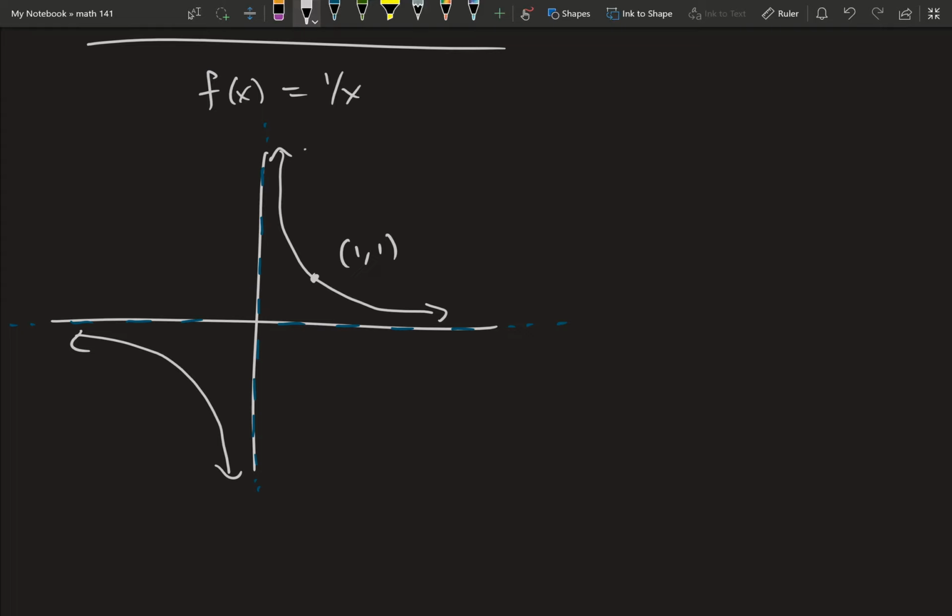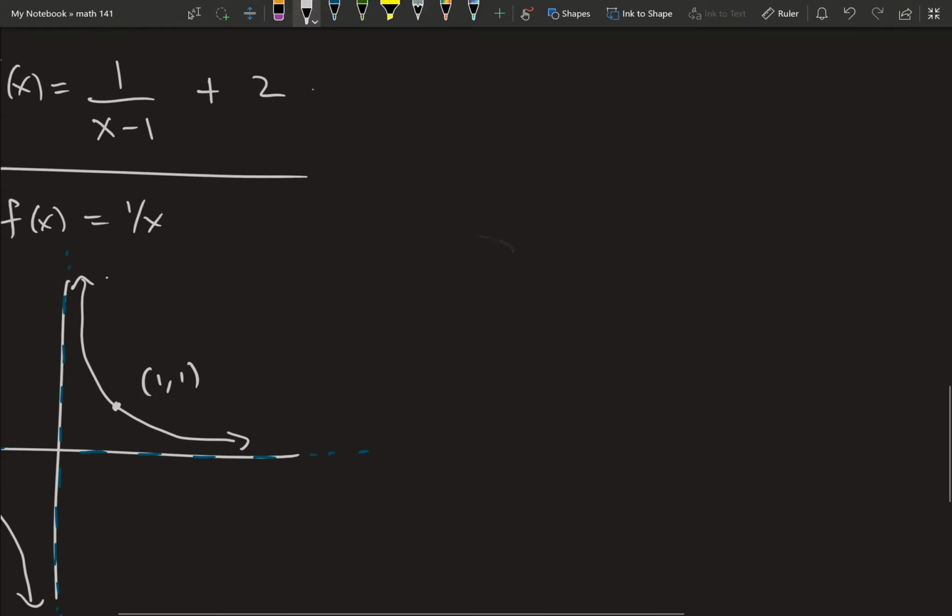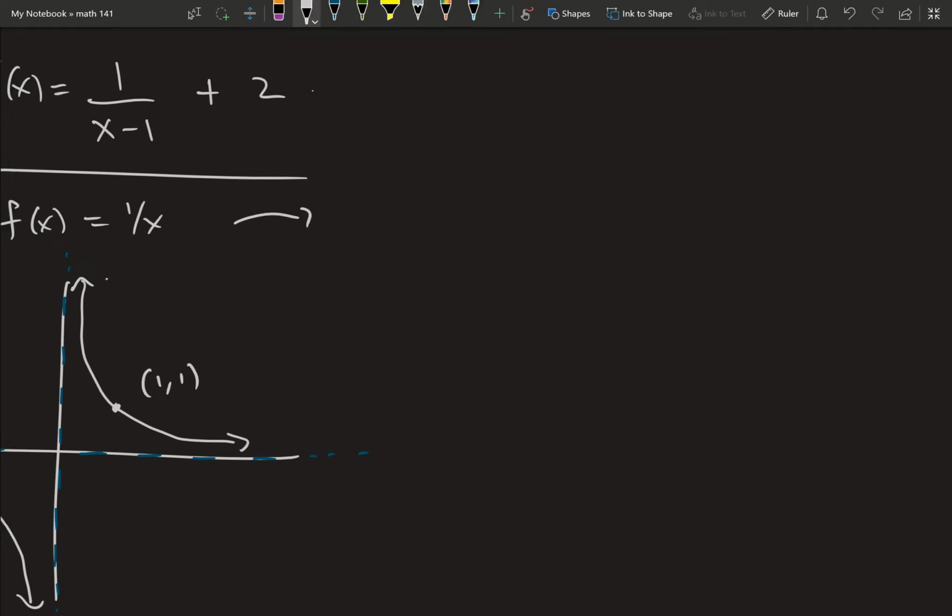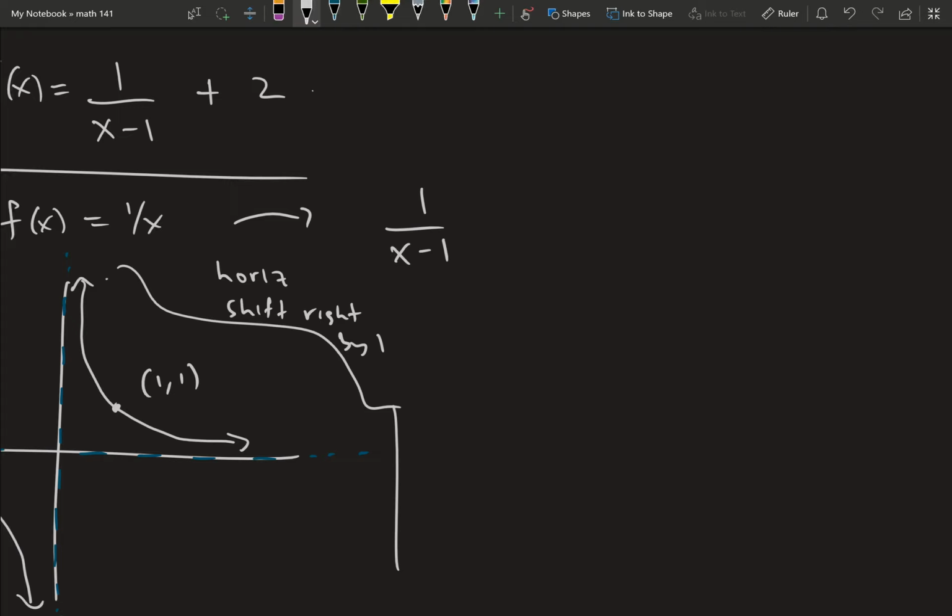Well, to get to f tilde, we do two shifts. First shift is to do 1 over x minus 1. So we're replacing x with x minus 1. This is a horizontal shift to the right by 1 unit, because you've replaced x with x minus 1. Then I have added 2 to that entire function. So this is a vertical shift up by 2 units.